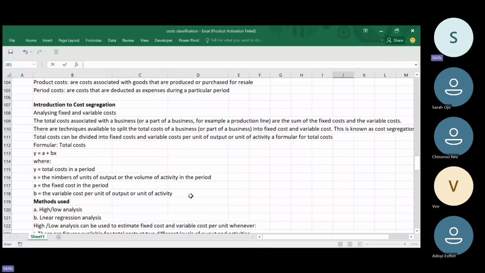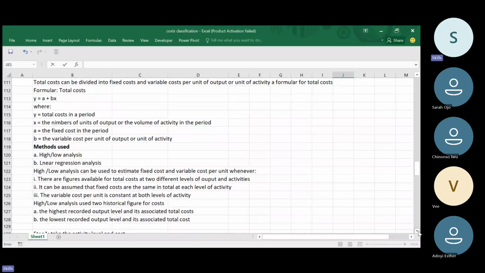If you want to separate total cost into fixed and variable cost, we have two methods that we can use. One is called the high and low analysis, or high and low method. The second one is linear regression analysis. You can use either of these two methods to carry out cost segregation.